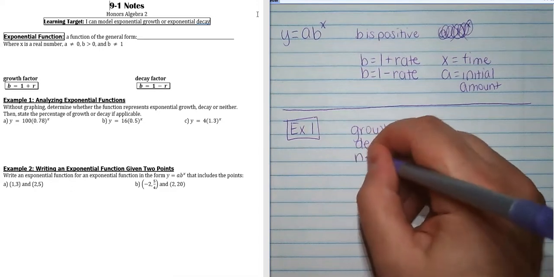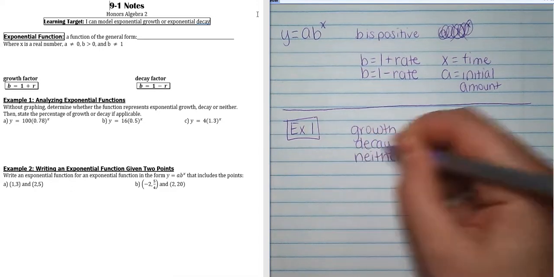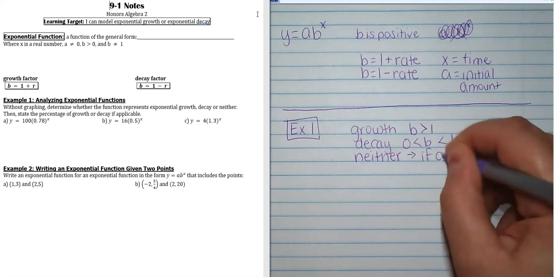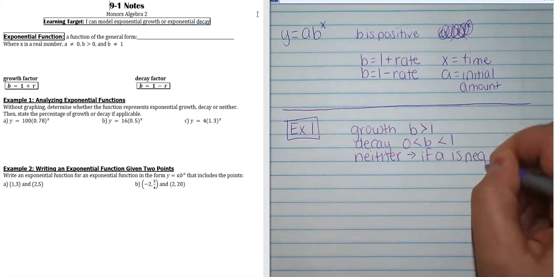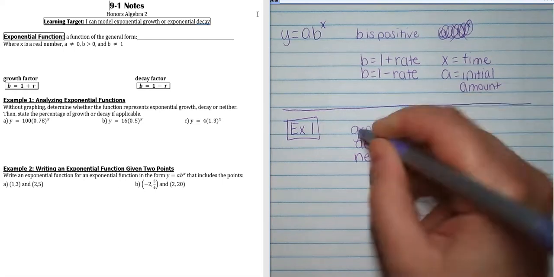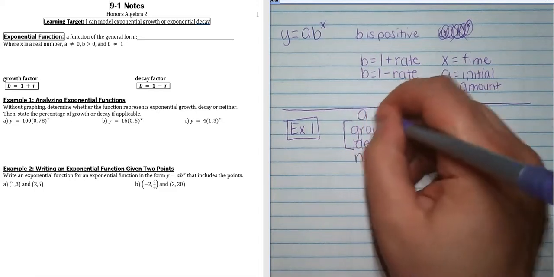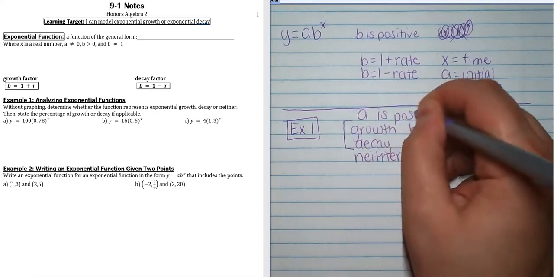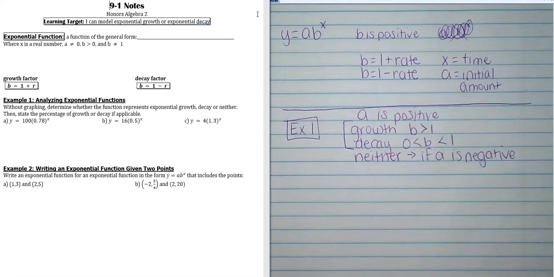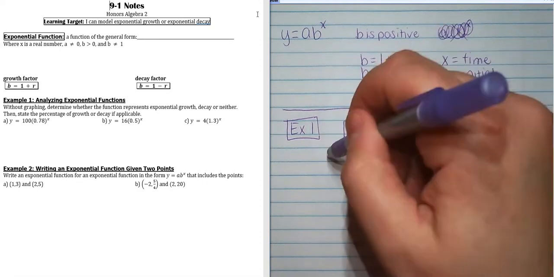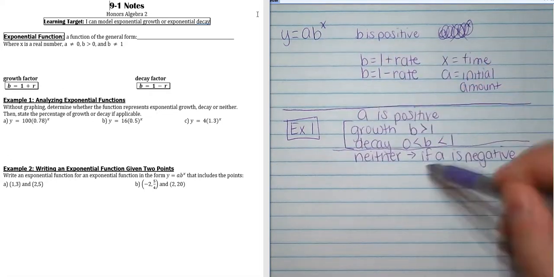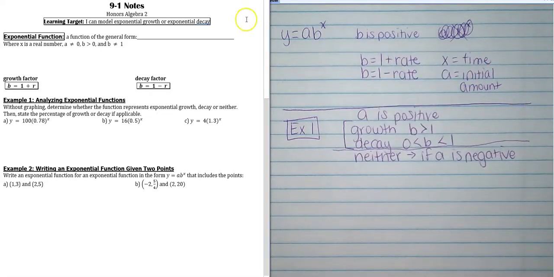And then neither is going to happen if a is negative. If you have growth or decay, a has to be positive. So exponential growth, exponential decay, the a value will be positive. Growth, the b value will be bigger than 1. Decay, it'll be between 0 and 1. And then the question says growth, decay, or neither. You're automatically neither if a is negative.